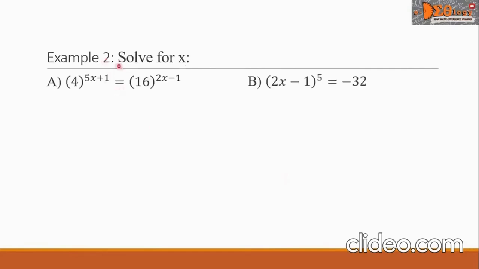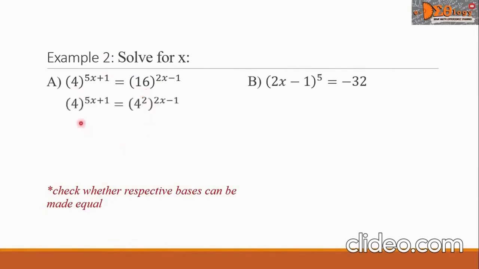Let's go to example 2. Solve for x. We have two problems here, A, B. Let's begin with A. 4 raised to 5x plus 1 equals 16 raised to 2x minus 1. First, let us check if the bases can be made equal. We can see here in the left side the base is 4, on the right side the base is 16. And we know that this 16 can be rewritten as 4 squared. So it will be like this now. The 16 becomes 4 squared.